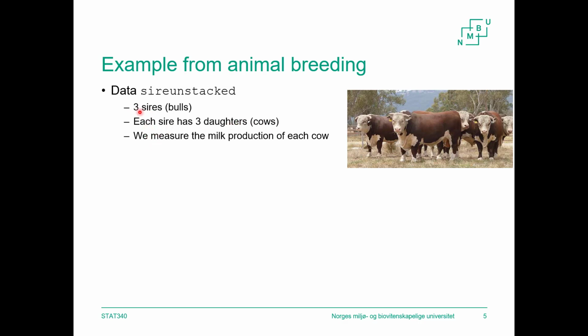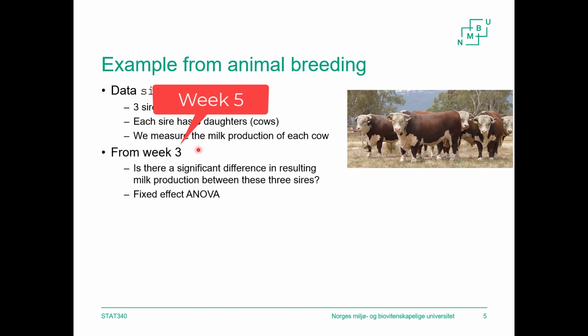So for each sire, we have 3 values of milk production, which is of course not entirely due to the sire, but at least that's what we are trying to find out now. Is there an effect of these sires on the milk production, right? Or how is the variation in milk production due to the sires?